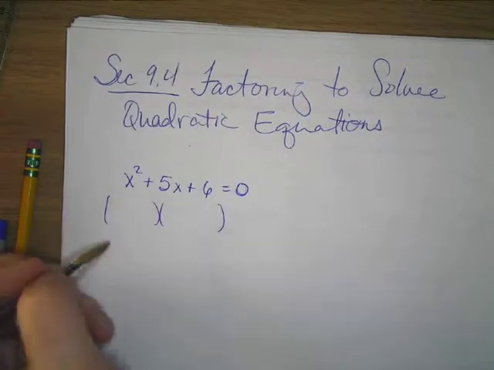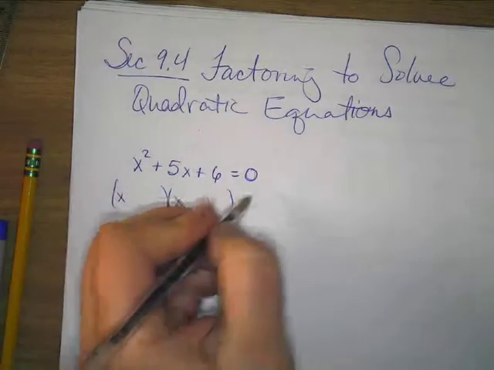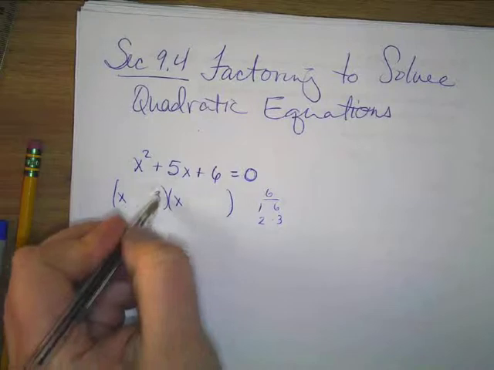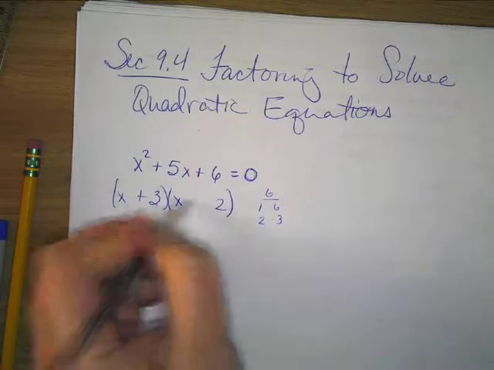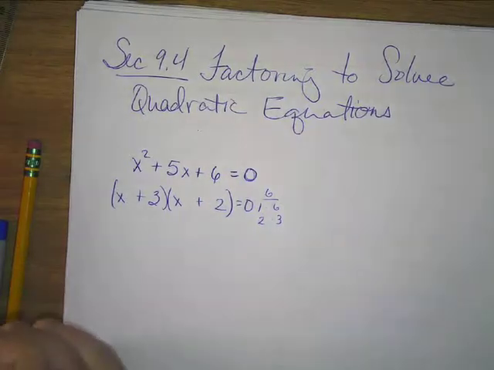So how would we factor this side? Well, how are we going to get x squared? x and x. How are we going to factor 6? We can either do 1 and 6 or 2 and 3. And they're both plus, so plus plus. Are you okay with the factoring?